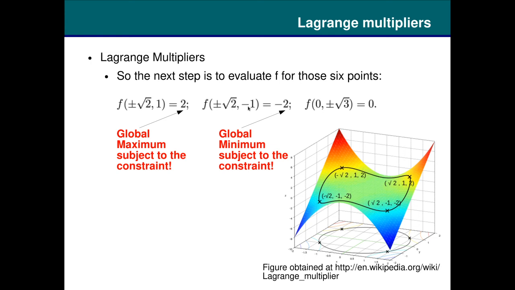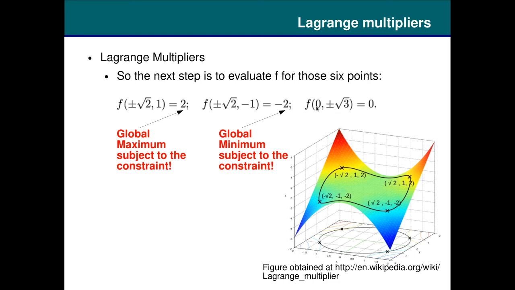When I apply all those values in my original surface or optimization function f, if I have plus or minus square root of 2 and 1, I will have 2 as the result. This is this solution here, 2 as result, and here also 2 as result. If I apply plus or minus square root of 2 and minus 1, I will have minus 2. Those 2 solutions are here, guys.